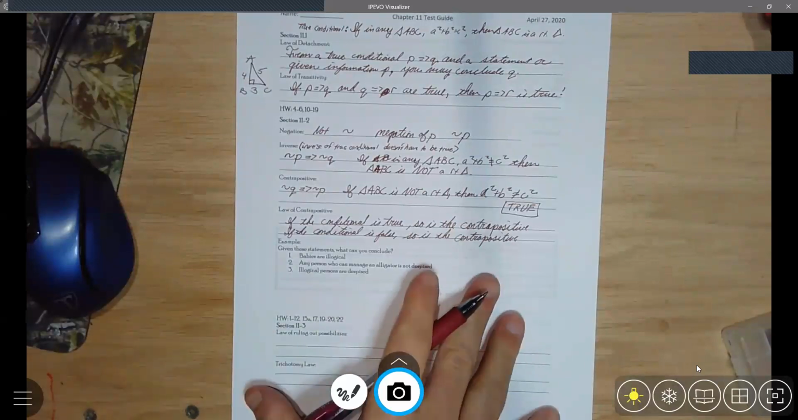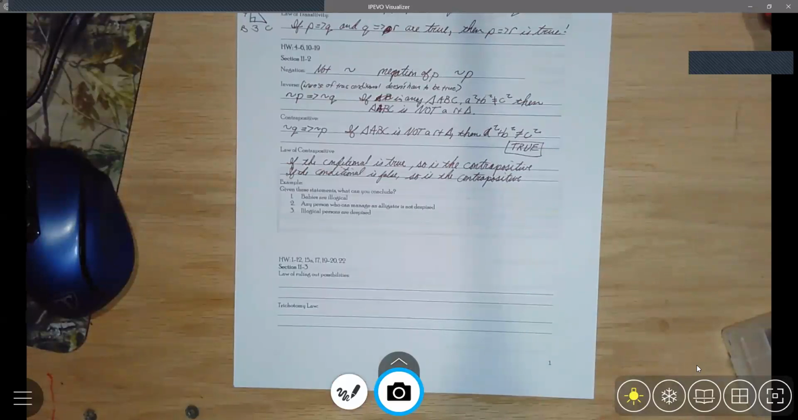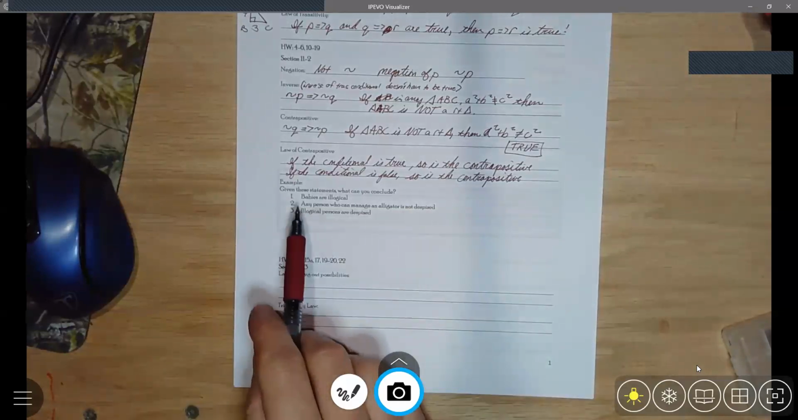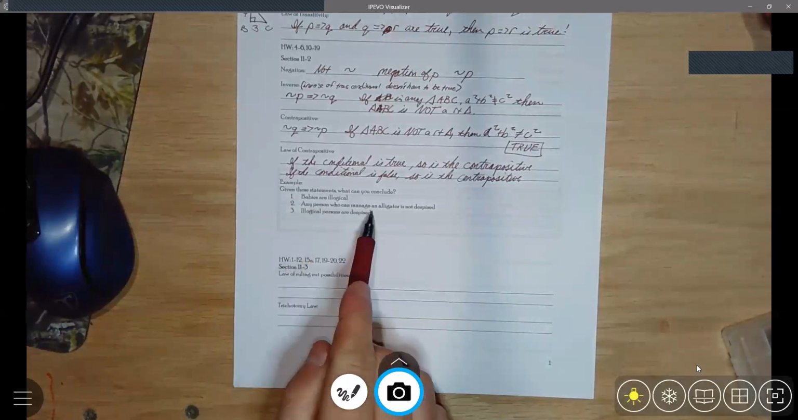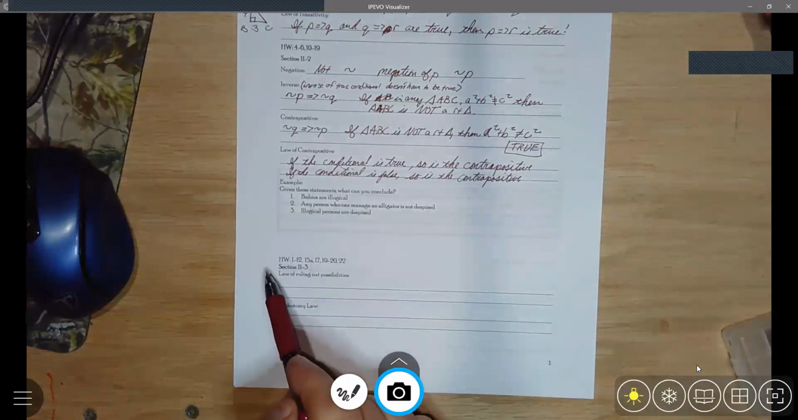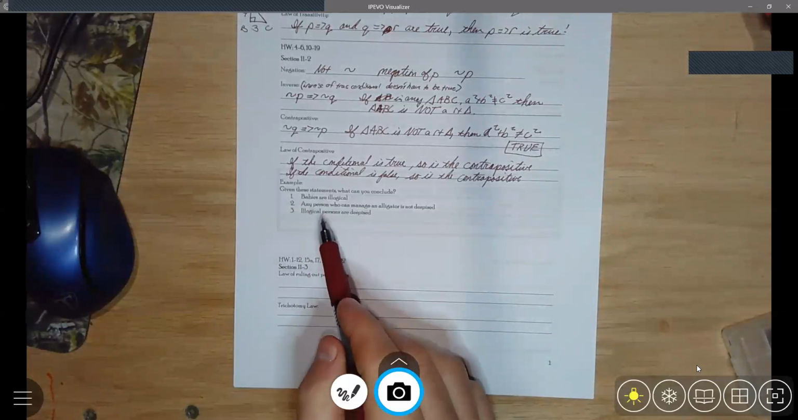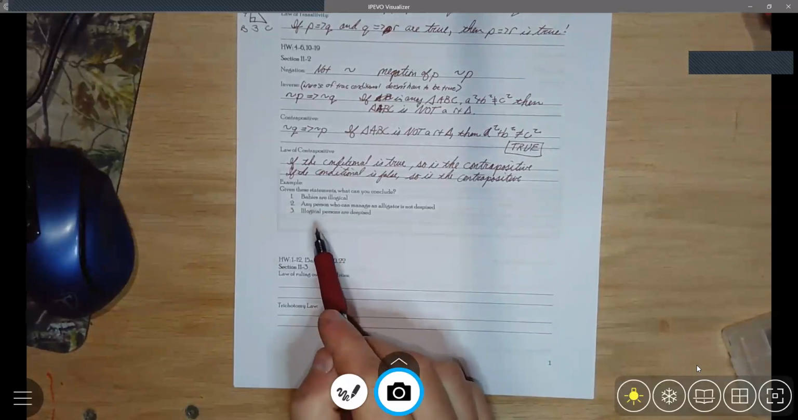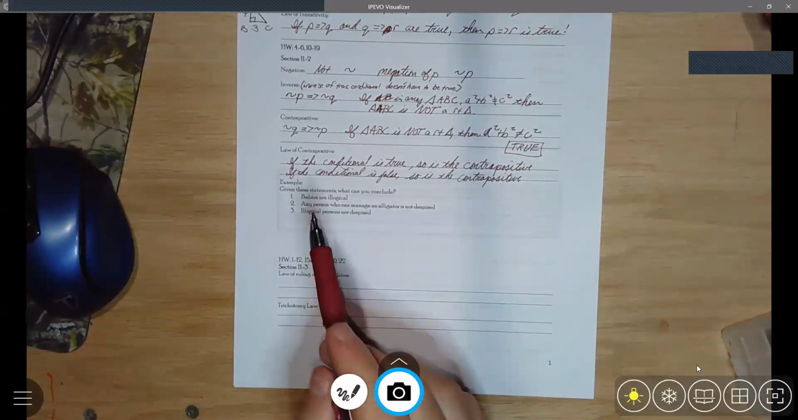Okay, so here's a little example. I believe this comes from Lewis Carroll. Lewis Carroll wrote The Looking Glass, the Alice in Wonderland story. He loved logic. And so this is a little logic puzzle. Here we've got three statements. Babies are illogical. Any person who can manage an alligator is not despised. And illogical persons are despised. In the puzzle, to solve it, you have to get these three statements all into one statement that's logically equivalent to the three. I'll show you how to do this.